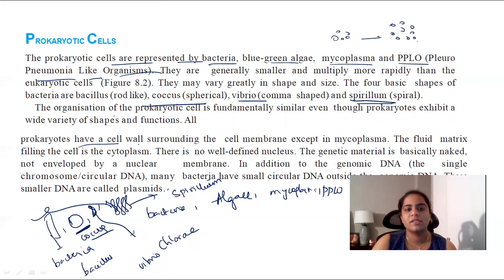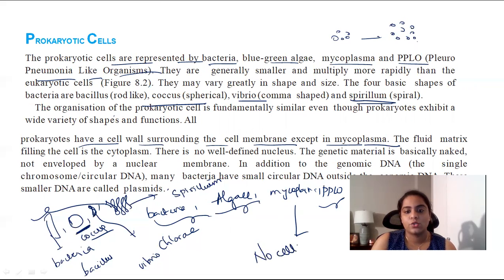Now, all prokaryotes have a cell wall surrounding the cell membrane except mycoplasma. All prokaryotes except mycoplasma. So mycoplasma does not have a cell wall.